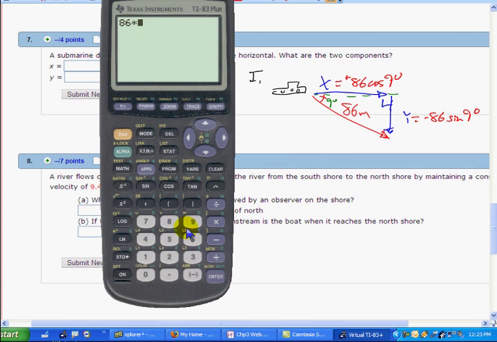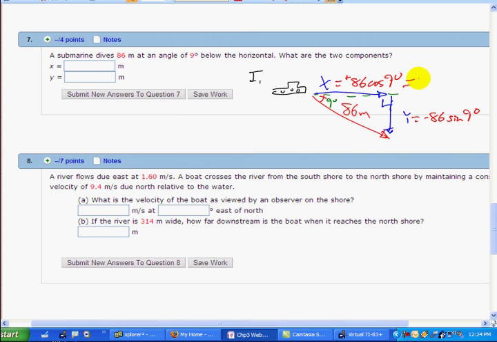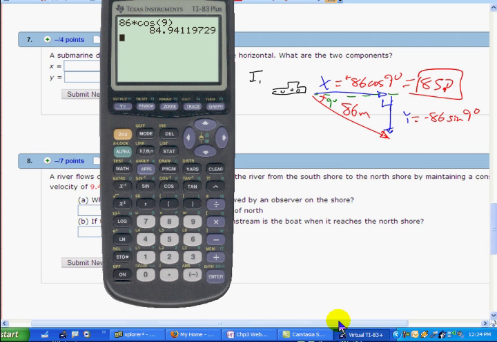So 86 times the cosine of 9 degrees, in this case is 84.94. When you do sig figs, looks like they're only giving you 2. You can just round it off. Okay, 84.94 pretty much rounds off to 85.0, right? And then we do negative 86, right? Negative 86 times the sine of 9 degrees.